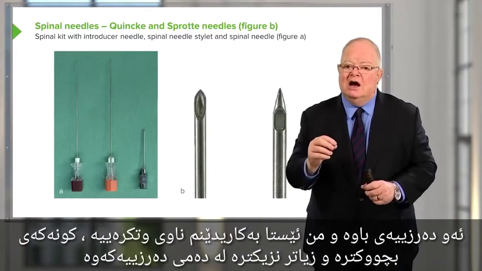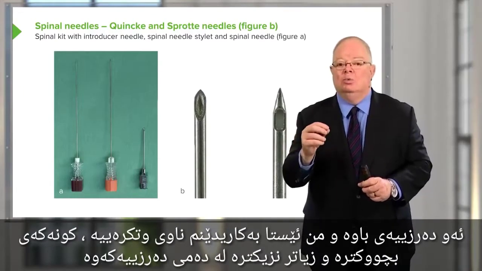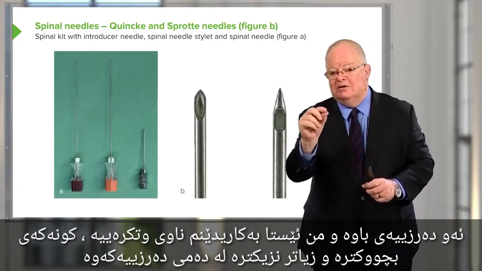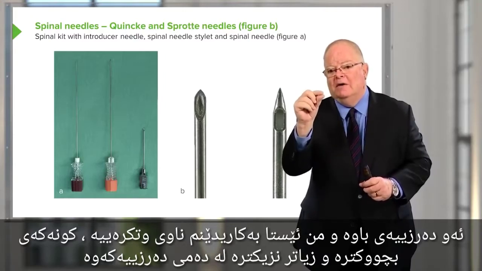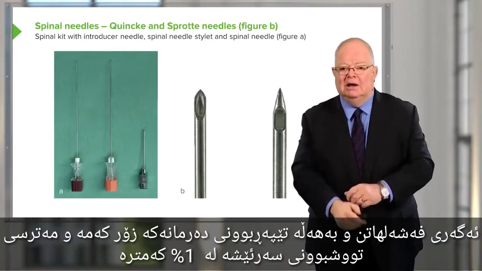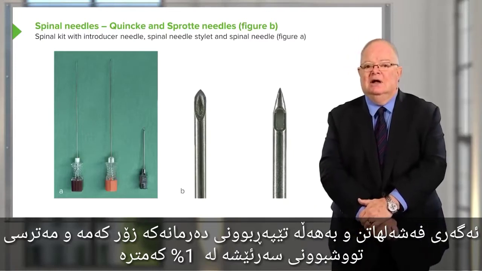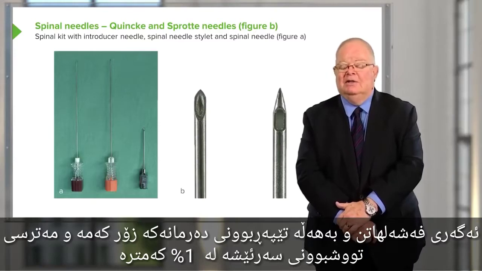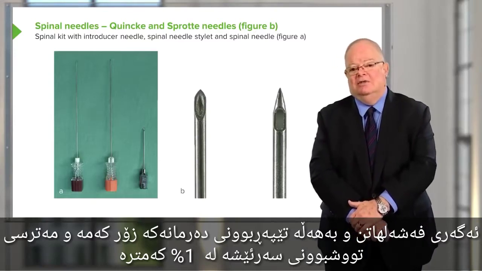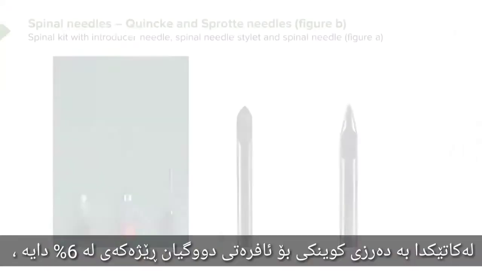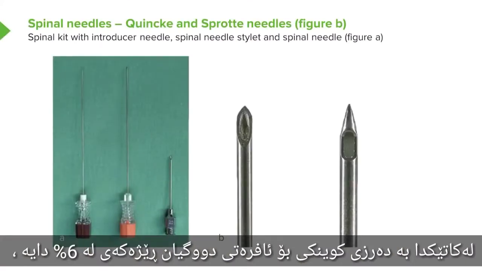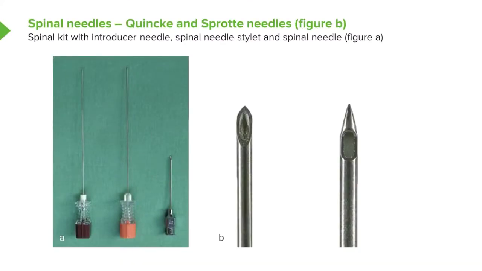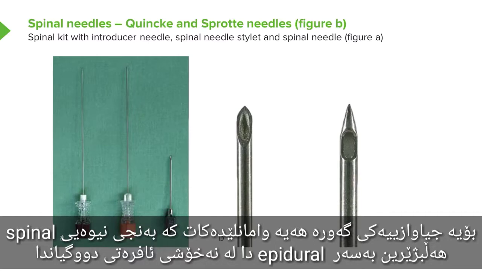The needles I use now are called Whitacre needles, and they're very similar to the Sprotte, except the hole is much smaller and much closer to the tip. And the chances of injecting local anesthetic into the wrong space is largely eliminated. The incidence of headaches with these needles is well under 1%, whereas with the Quincke needle in pregnant women, it was around 60%. So it's a huge change. And it's allowed us to use spinal analgesia in obstetrics, whereas before we had to use epidurals.